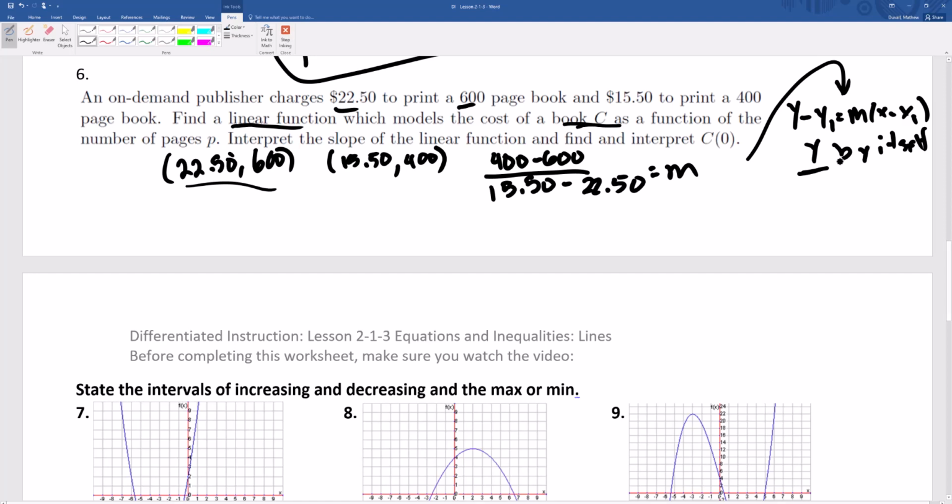Interpreting the slope is going to be the increase in price per page. Right? The change in y, so the change in price. Sorry, the change in y, which is the pages, over the change in x, which is the price. So essentially, for each page that I want to print, it's going to create an increase in price.